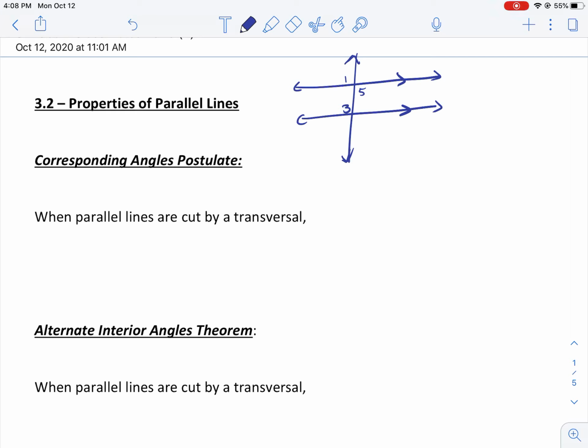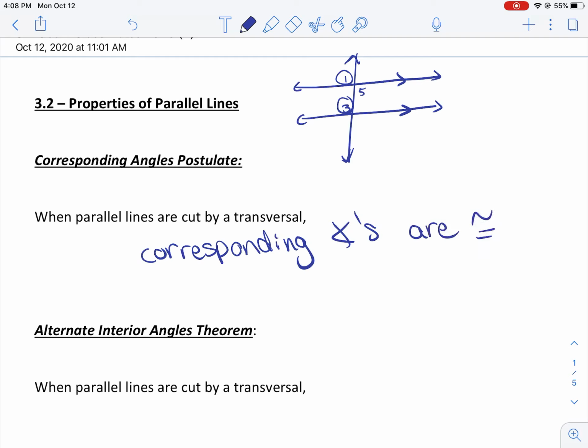So when those lines that are cut by the transversal are parallel, not only do we have those locations, but we have certain relationships. So corresponding angles, for example, angle 1 and angle 3, when parallel lines are cut by a transversal, then corresponding angles are congruent. And you need to say that whole thing, or you can say the corresponding angles postulate. I would accept the word theorem, something that indicates that this is a stated fact.